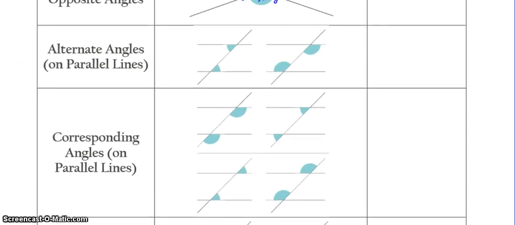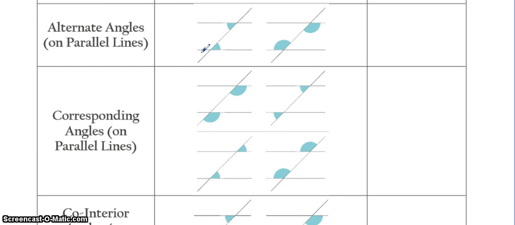Now there are three relationships that are involved in parallel lines, which has one line going through the two parallel lines. That line is called a transversal. And these two lines are parallel. So when you have two lines that are parallel and you have a transversal line that goes through it, one relationship are called alternate angles.